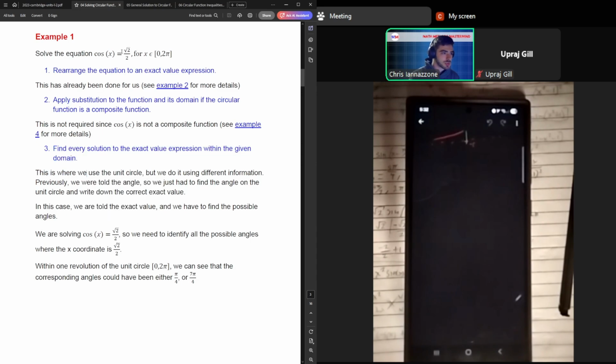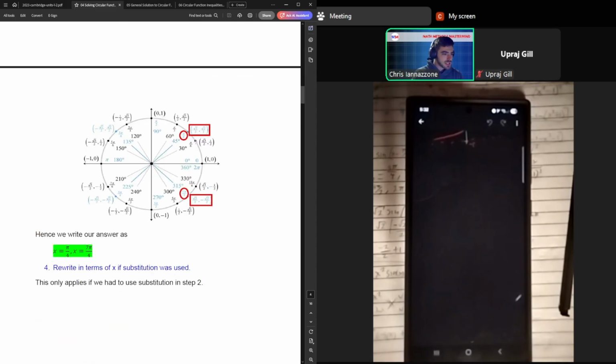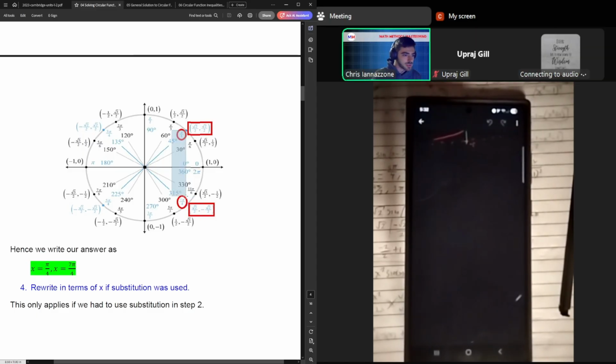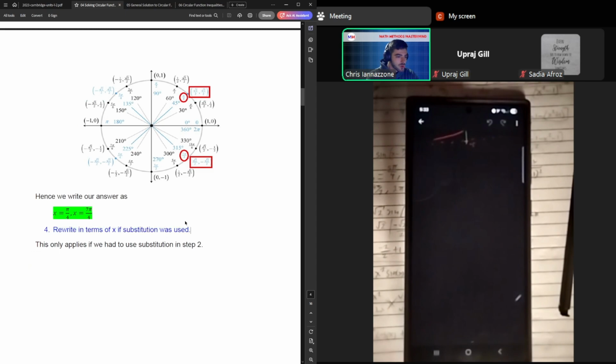From here, we just want to look and figure out where is cosine equal to root 2 over 2 on the unit circle. Where are all those spots within the given domain? In this case, root 2 over 2, cosine being x, we're looking for where the x's are equal to root 2 over 2, which is going to occur at pi over 4 and 7 pi over 4. Our domain was 0 to 2 pi, so we are doing just that one revolution, which is why we're going to just stop there. Pi over 4, 7 pi over 4. Step 4 only applies if step 2 had applied, which in this case it did not.